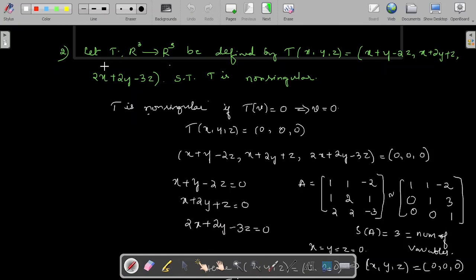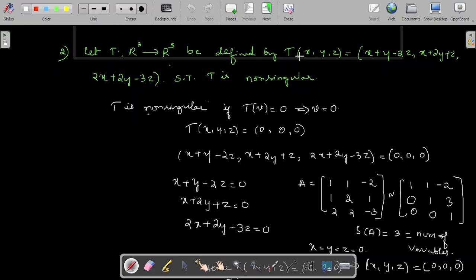Now the second problem: let T from R cube to R cube be defined by T of (x, y, z) equal to, this is the linear transformation given. You have to show that T is non-singular. So you should know the meaning of a non-singular transformation. The given transformation is non-singular if T of v equal to 0 implies v equal to 0. That means only the 0 element is mapped to 0. Other than the 0 element, there is no other vector which is mapped to 0.